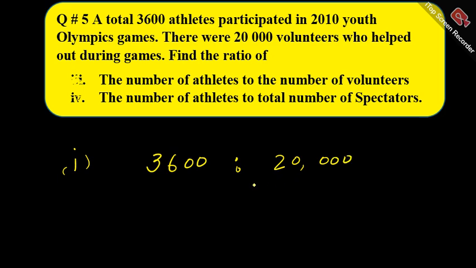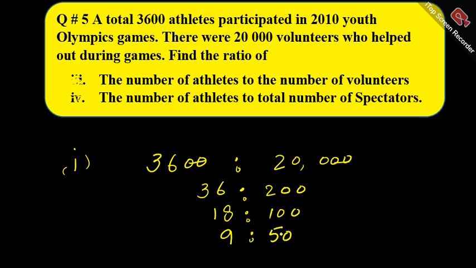So how can you simplify? Simply we will divide by 100 first. The 0s will cancel from both sides. So we get 36 ratio 200. If we divide by 2, we get 18 ratio 100. It is not yet in the standard form, so further we will divide by 2. So we get 9 ratio 50. That is your required answer in the simplest form. So these are quite easy questions.